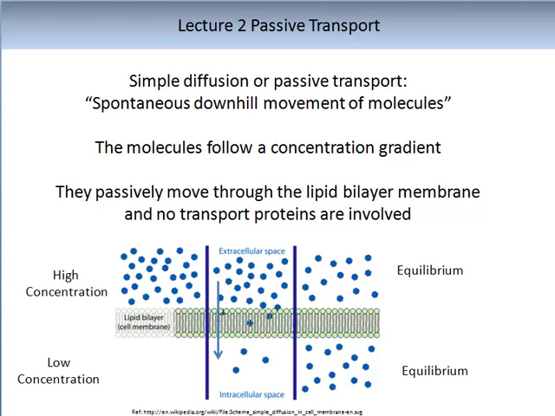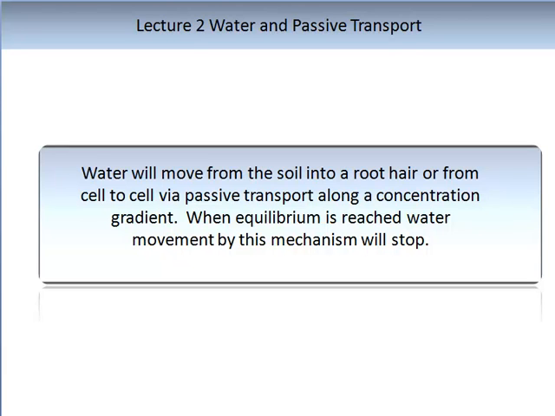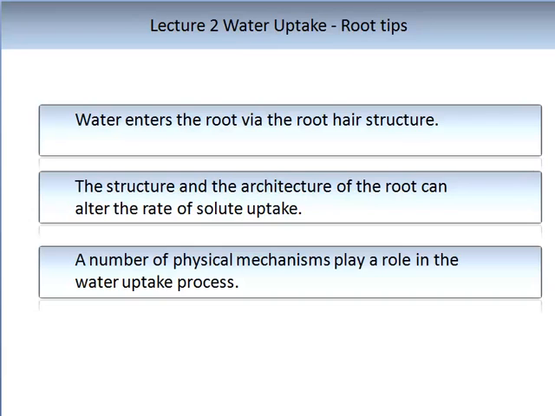This is passive transport. So to summarize, water will move from the soil into a root hair or from cell to cell via the process of passive transport. That is, water moves along a concentration gradient. When equilibrium is reached, water movement by this mechanism will cease. So, water enters the root via the root hair structure. The structure and the architecture of the root can alter the rate of solute and water uptake. A number of physical mechanisms play a role in the water uptake process, and we will look at these briefly now.